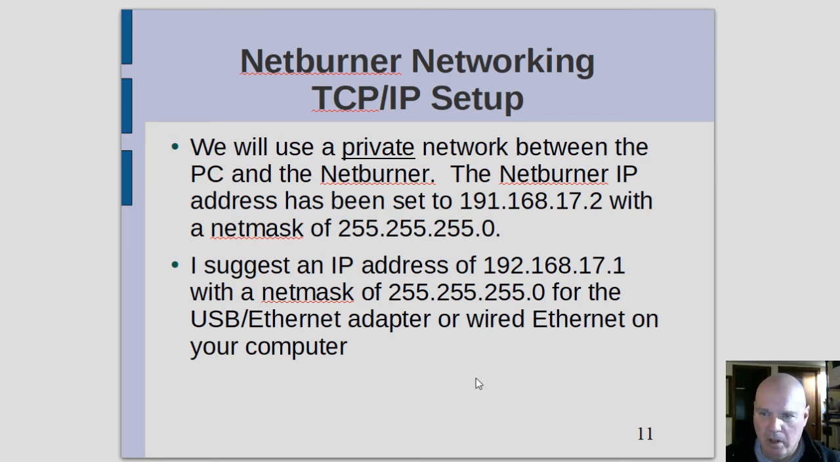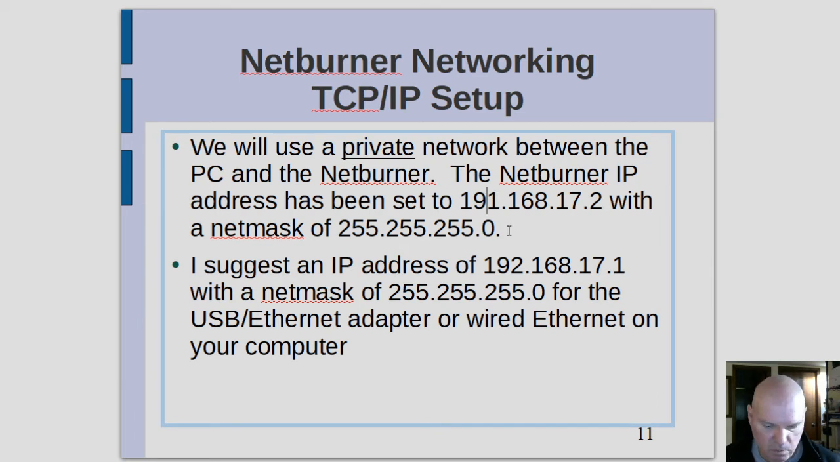We're going to set up the NetBurner, and it may be set already with this IP address. It may have been set up previously. If not, we'll set it up in the exercise to use an address of 192.168.17.2 with a net mask of 255.255.255.0. And then we'll use on our computer a 192.168.17.1 address with a net mask of 255.255.255.0.